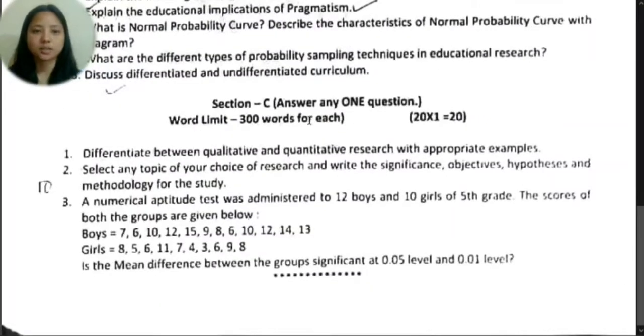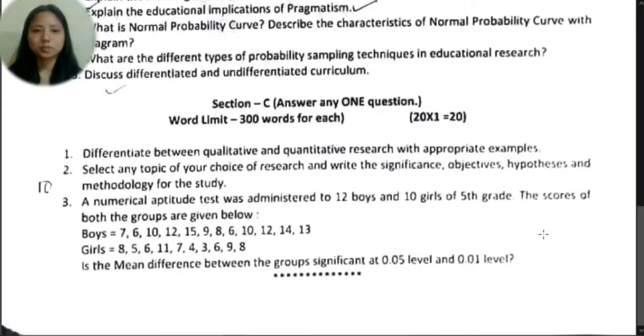In section C, you can see the instruction has been given to answer any one question. So one question that carries 20 marks. The first question is, differentiate between qualitative and quantitative research with appropriate examples. And the second question is, select any topic of your choice of research and write the significance, objectives, hypothesis, and methodology for the study. And the third question is, a numerical aptitude test was administered to 12 boys and 10 girls of 5th grade. The scores of both the groups are given below. So these are the scores. So here you need to find out if the mean difference between the groups is significant at 0.05 level and 0.01 level or not.